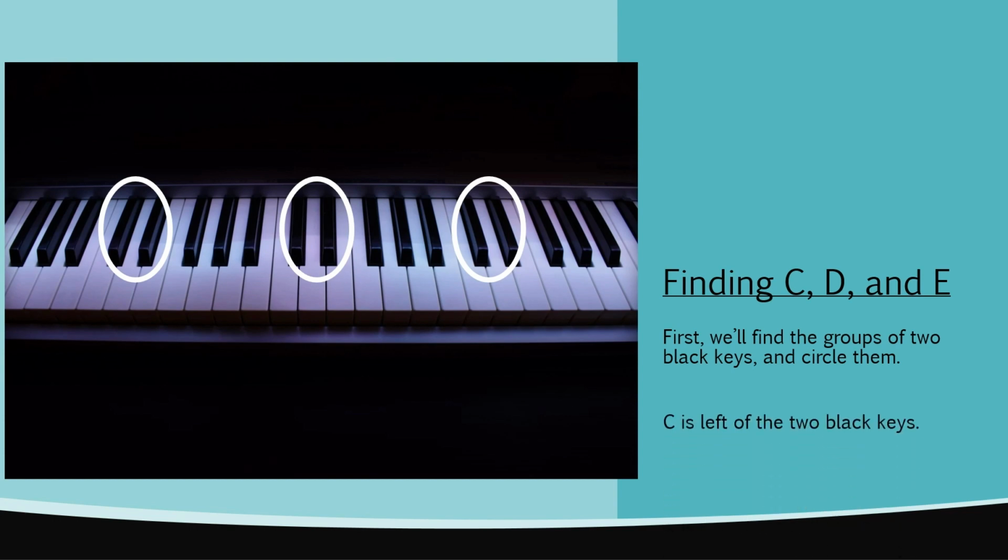So we're going to find that C is to the left. If we need to find C on the piano, we're going to find the group of 2 black keys, and then the white key right to the left of them is C. I have it here with a blue arrow. Okay, so 2 black keys, and just to the left is C.